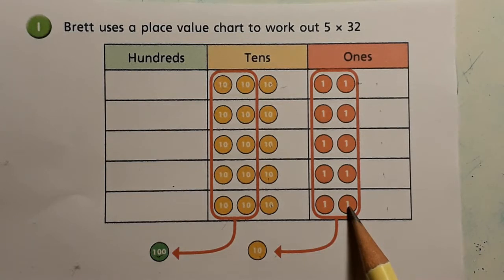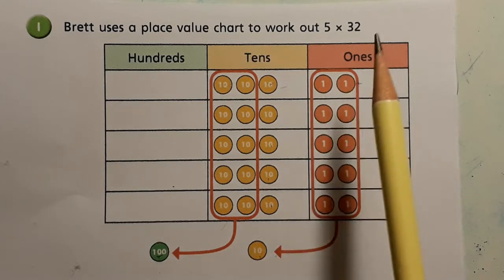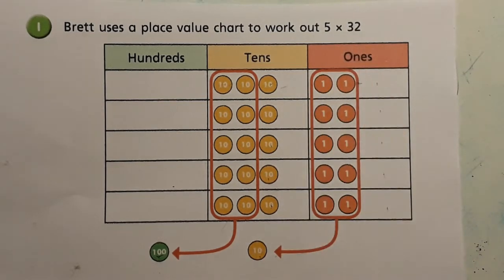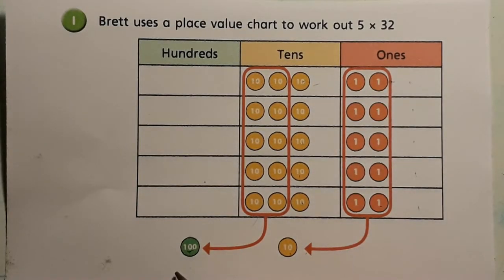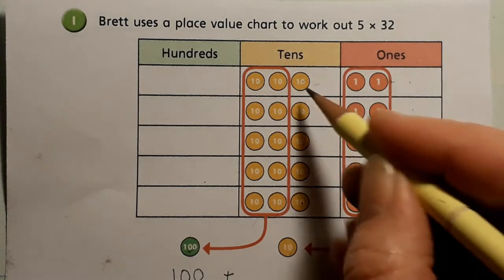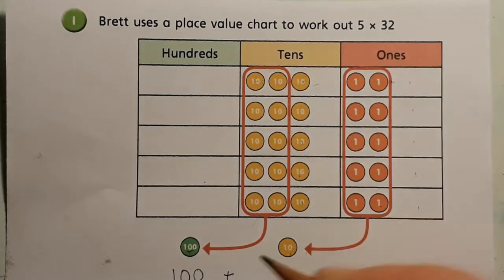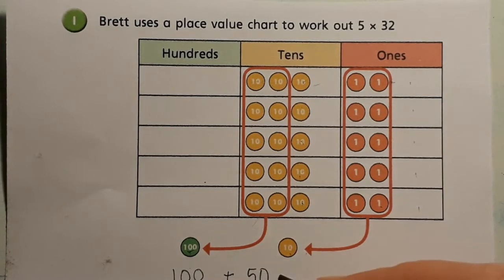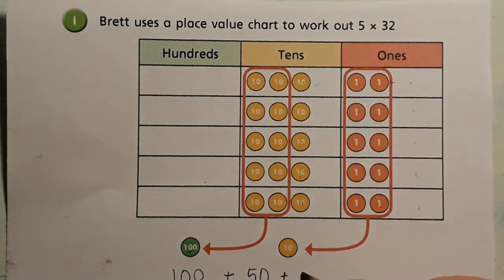Okay, so looking at this, you should be able to work out what 5 multiplied by 32 is. So I would be looking at 100 plus 10, 20, 30, 40, 50 plus the 10 made by the ones.